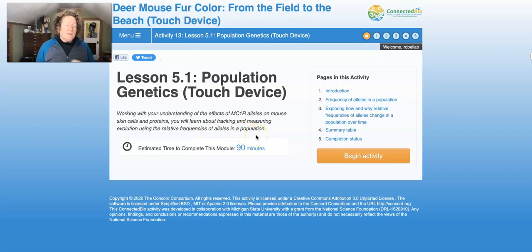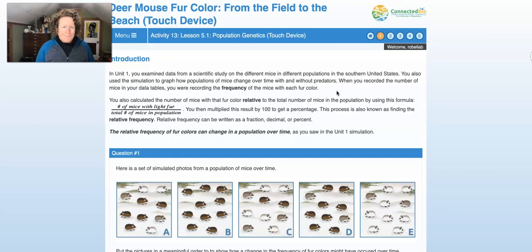This time we're going to look at alleles, not just mice in general, because now we know different kinds of mice have different alleles, and so we're interested at the allele level. We're looking more at genetics this time.